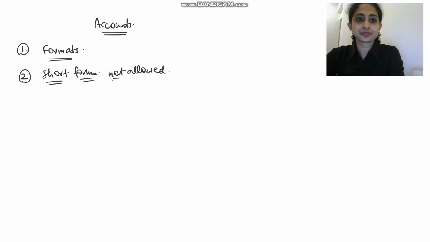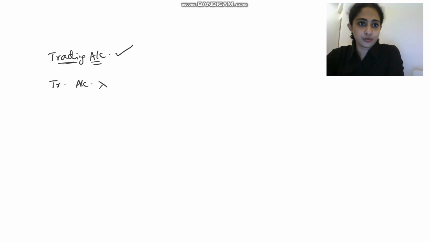For example, if you have a trading account, certain things are allowed, certain things are not allowed. Now, you cannot write TR account. This is not allowed. You can write trading account. A/c is allowed for account. That is an allowed standard short form. That is okay. But you cannot say TR or you cannot say P&L.